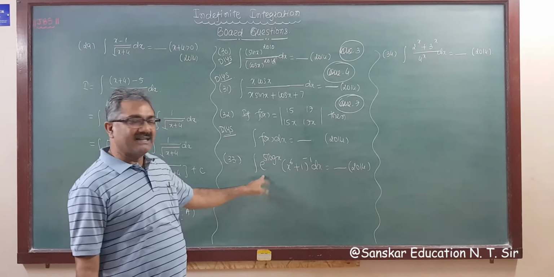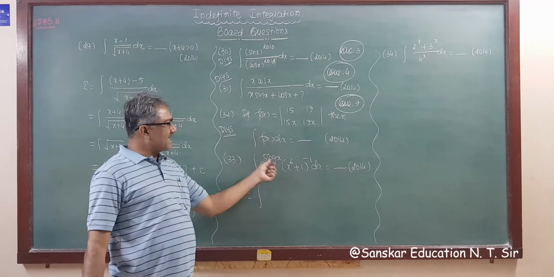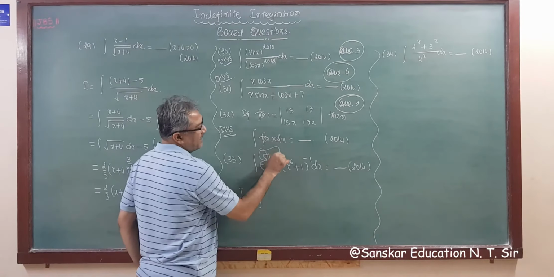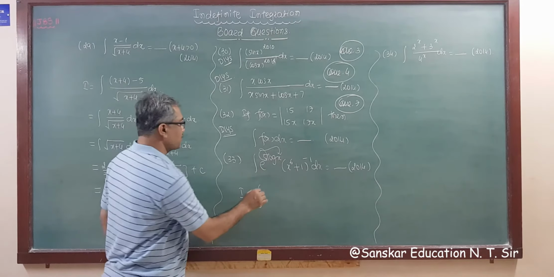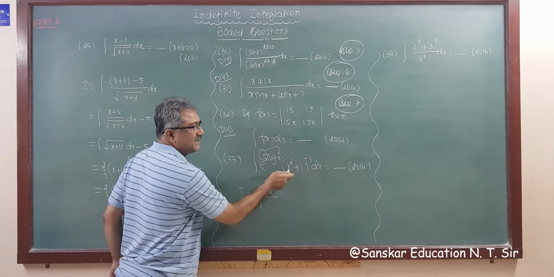Now this is nothing. This is a very easy example. See, I is equal to integration. This is x raised to 5. If we take 5 here, this is x raised to 5. So this is x raised to 5. Power is minus 1.